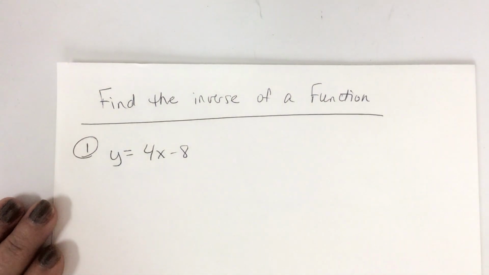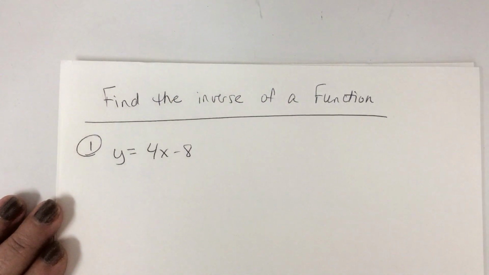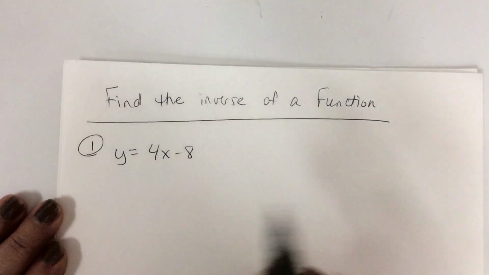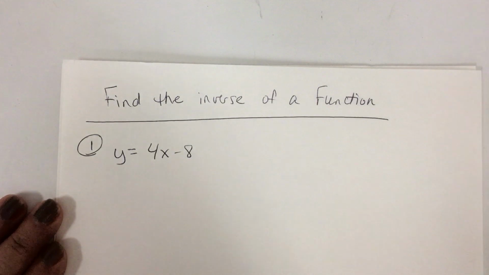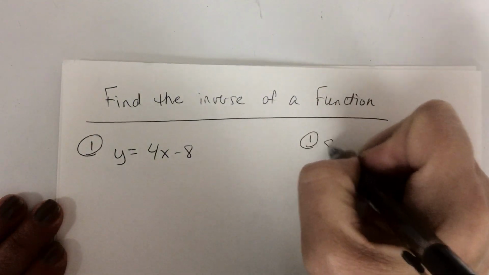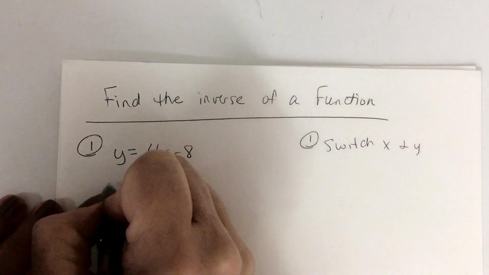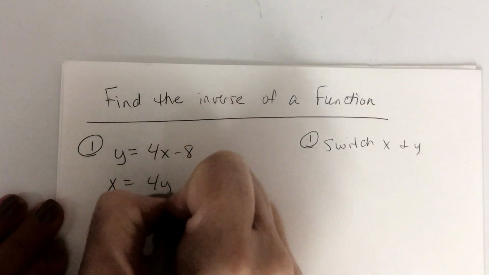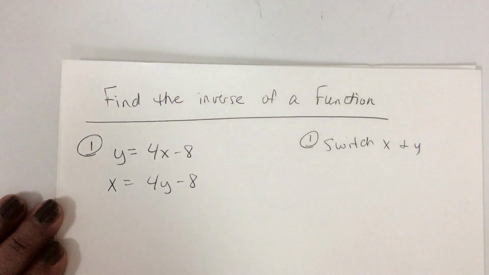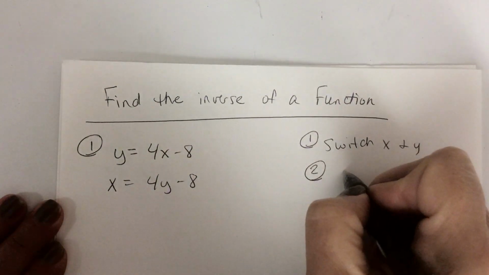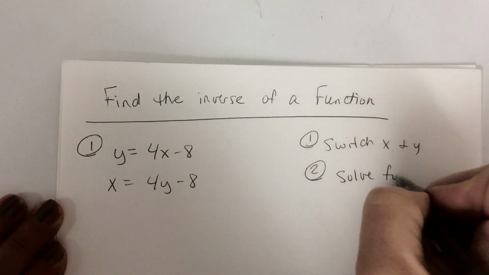Okay, in this video, I want to show you how to find the inverse of a function. So we're going to start out with a simple equation. So we just have a straight line here, and we're going to start always by switching the x and y. So switch x and y. So that means this is going to be x equals 4y minus 8. Okay? Then your second step is going to be solve for y.